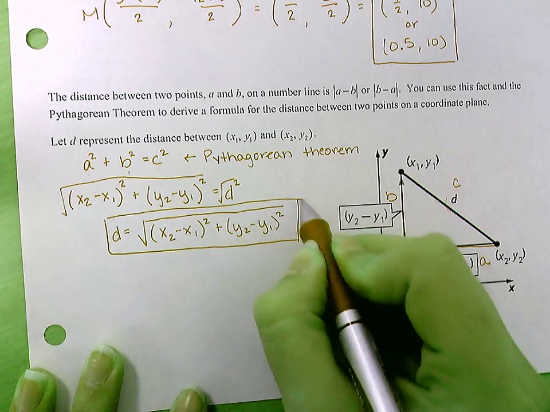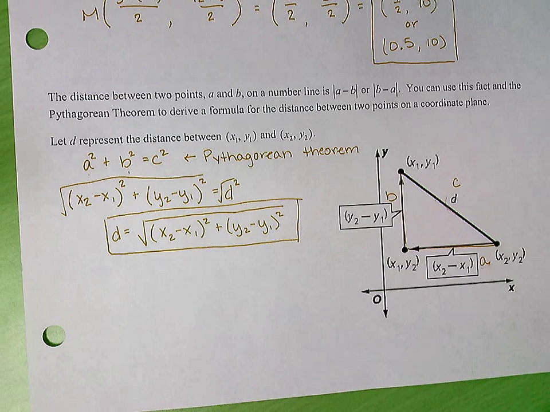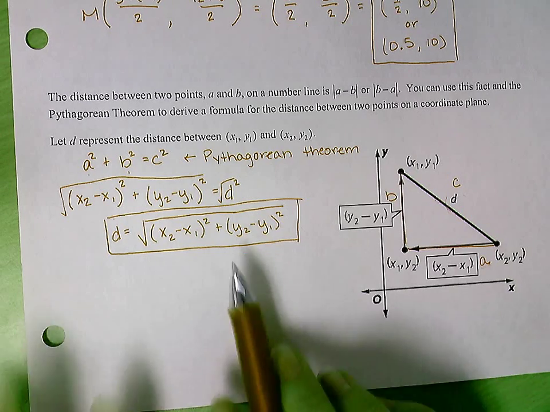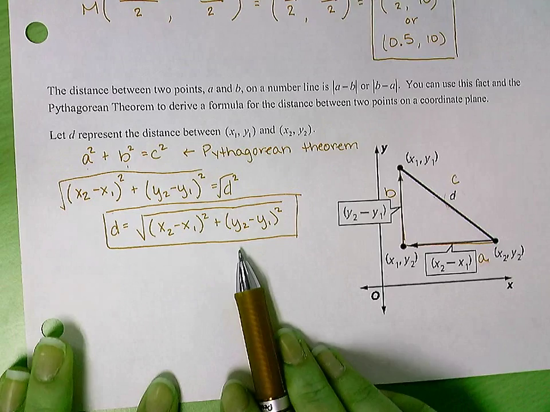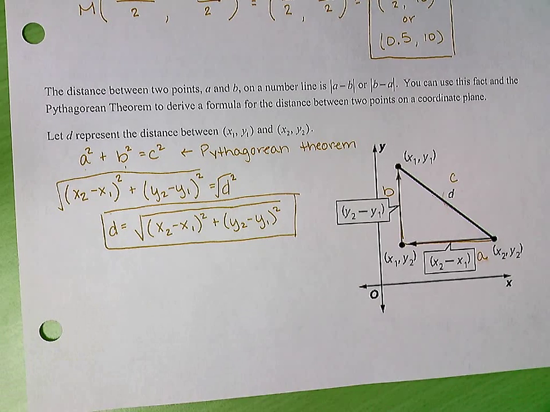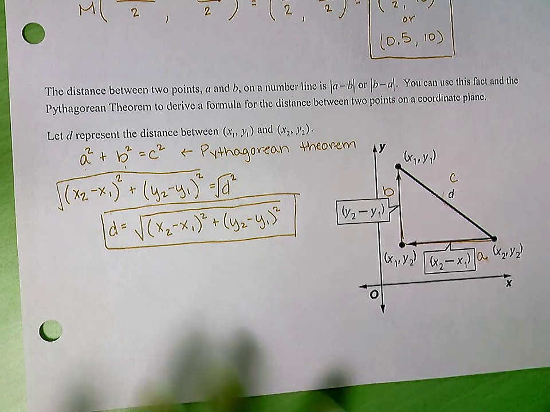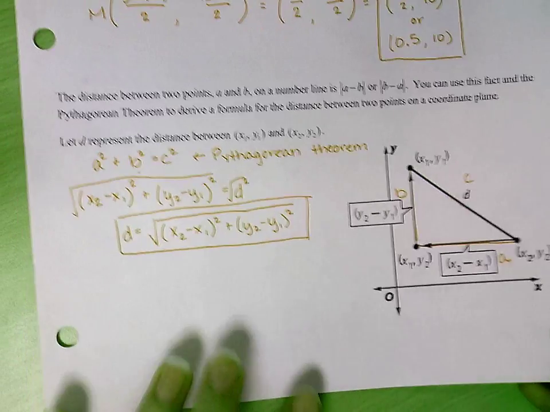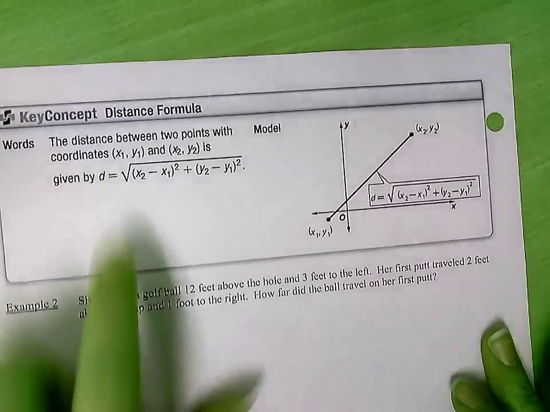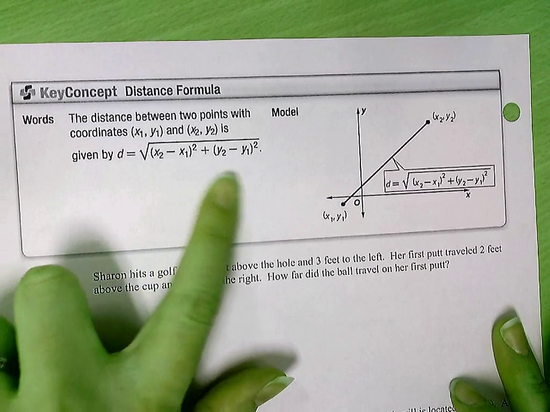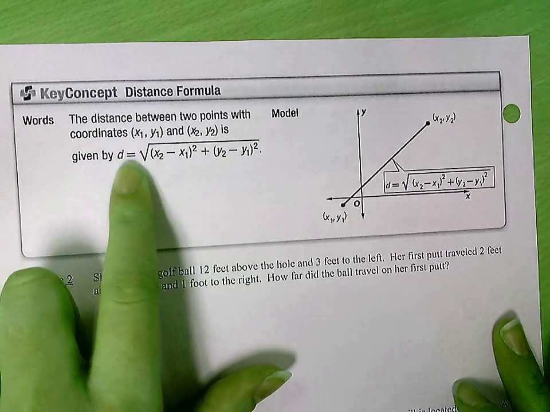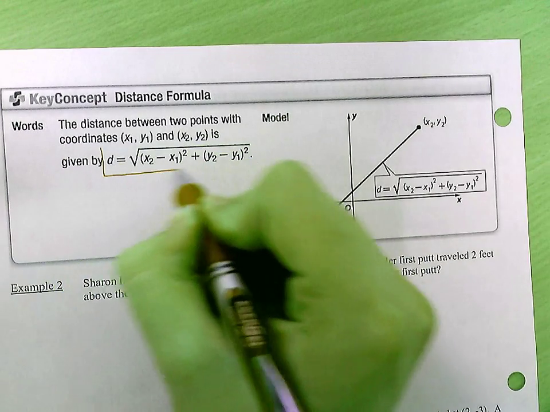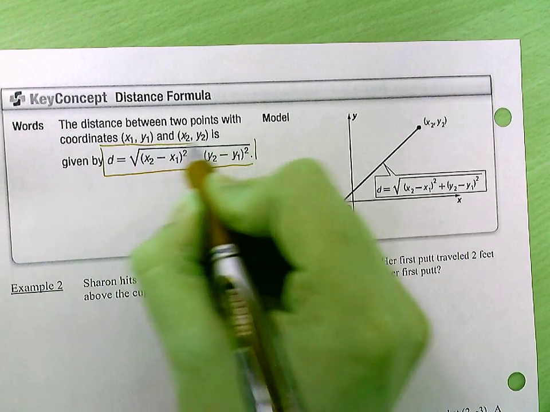You won't have to repeat what we just did with the Pythagorean theorem. You're just going to use that distance formula. I just wanted to show you how that formula is derived. This is the formula for distance. If you flip over to the back, you can see this is that formula we just derived from the Pythagorean theorem. Again, this is the formula that we want to use.